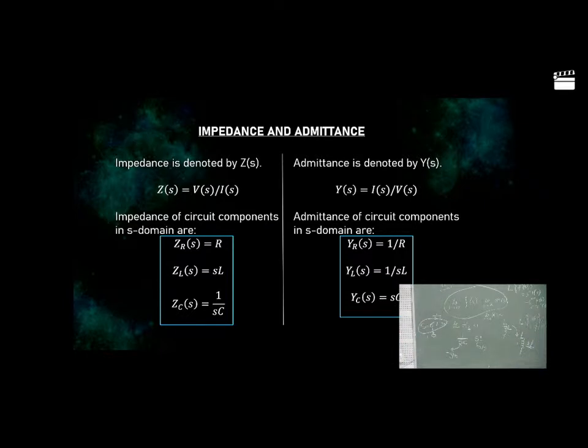So this is just a summary. ZR is R, ZL is SL and ZC is 1 by SC. Similarly for admittance, you can take 1 by R, 1 by SL and SC, that is 1 by Z.